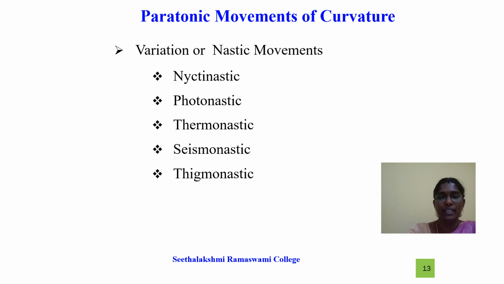Paratonic movements of variation are nastic movements. The movements occur in response to an external stimulus which is not unidirectional but diffused. This type of movement is called nastic movement. There are nyctinastic, photonastic, thermonastic, seismonastic, and thigmonastic movements.